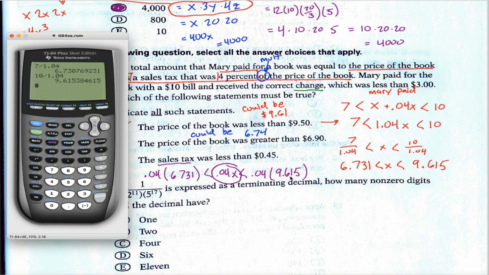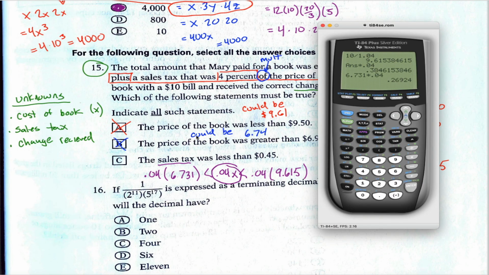Calculator time. I can take my 9.615, which is still stored in here, and multiply that by 0.04. And then I can take my 6.731. You could argue that really I should use this value or this exact expression. But again, I don't think you're going to run into any rounding error issues on this test. So 3 decimal places is plenty to keep. Multiplying that by 0.04, I get 0.269. So let's see, maybe over here, what I figured out is 0.04x, which is my sales tax, is greater than 0.269 and less than 0.385 if I round to 3 decimal places.